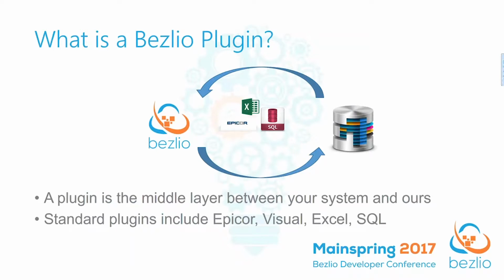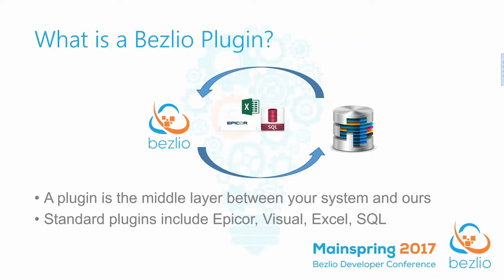So what is a plugin? A plugin is, I kind of see it as the middle layer between your system and ours. You have Bezlio and all the kind of magic performed in the background, and you have your data. But you need a plugin to do something with the data, to get the data, to read the data, to write the data, to post-process, like Brian wanted to do on that data. So a plugin means no matter what you're going to do with your data.